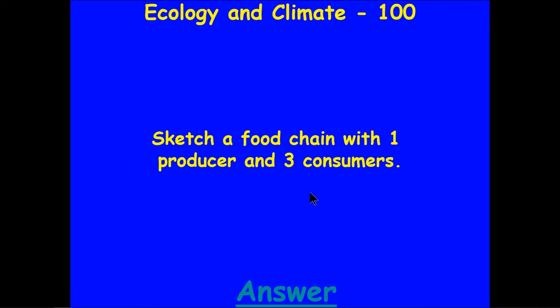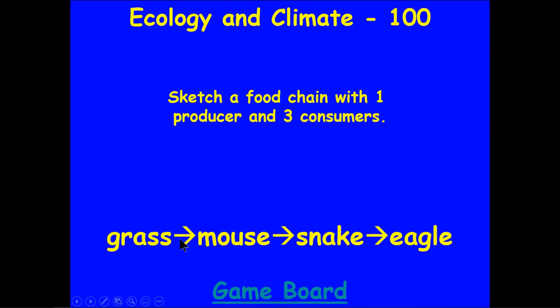All right, answers coming in 5, 4, 3, 2, and 1. Okay, there are lots of possible answers, but you have to start with a producer. It could be grass, could be wheat, could be corn, could be algae, could be anything that uses photosynthesis. Primary consumer eats the producer, secondary consumer eats the primary consumer, and the tertiary or the third consumer eats the secondary consumer. And of course, there are lots of examples for that.